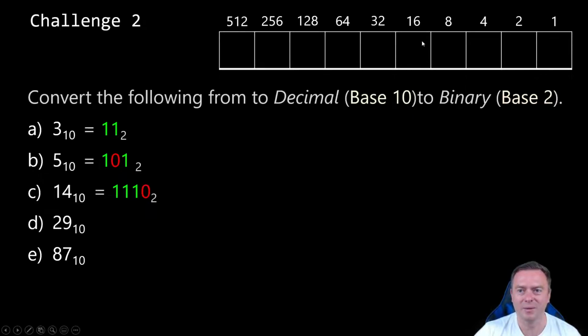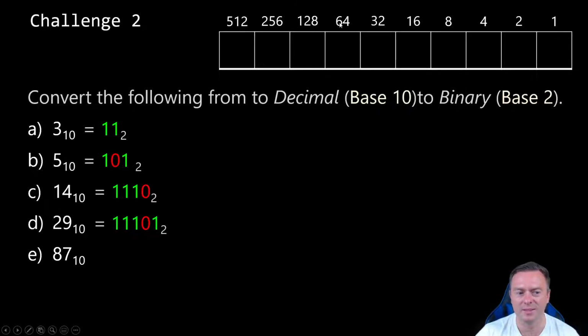Awesome. 29. We can take away 16. So 29 take away 16 leaves you with, what is it, 13. You can then take away 8 from 13, so then you're left with 5. You can then take away 4, you can't take away 2, and then you can take away 1. So it leaves you with 11101.